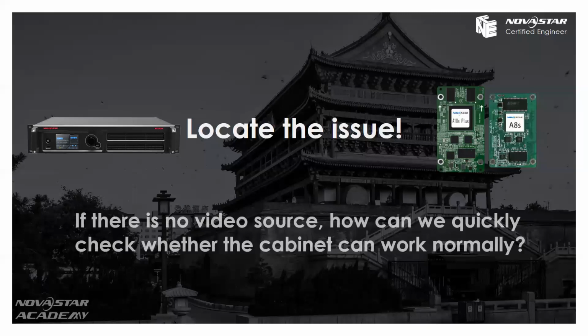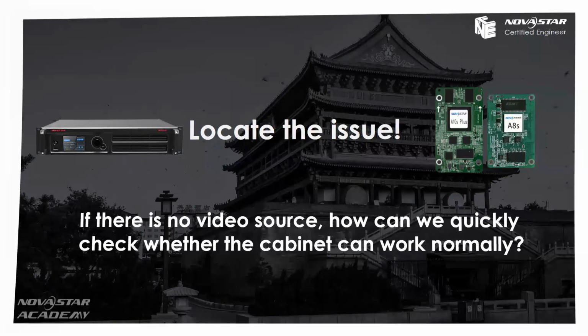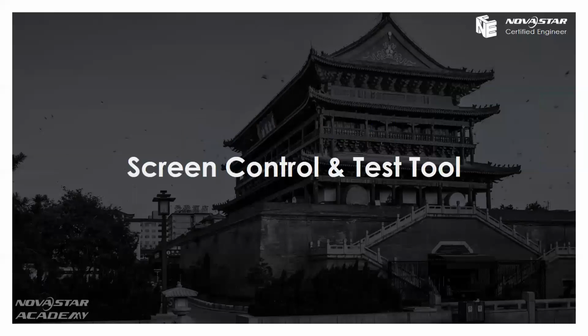For example, if there is no video source, how can we quickly check whether the cabinets can work normally or not? Do we have any ideas? So next, I will share some useful functions which can help you to do the troubleshooting, which is the screen control. And I also put the tester here because these two functions have some parts that are similar, but they are different. So let's see them one by one.